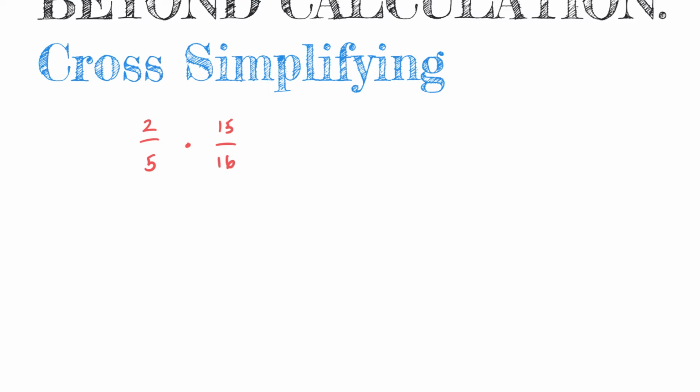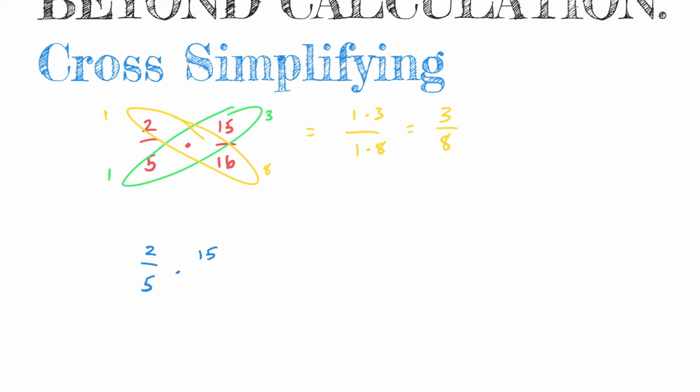If we do cross simplification, what we're doing is we're doing our simplification first before we actually do any multiplying. So in this case, we could actually simplify this direction. We could pull out 5 from each of those because 5 is a common factor. Then we get 1 here and 3 here. And then this direction we can also pull out a 2 because 2 is a common factor of 2 and 16. And we get 1 and we get 8. And it looks like our solution is going to be 1 times 3 over 1 times 8, which is just 3 over 8.